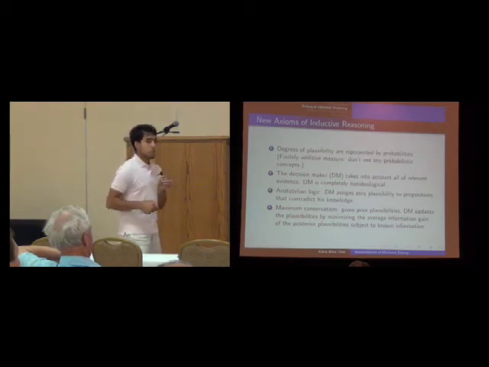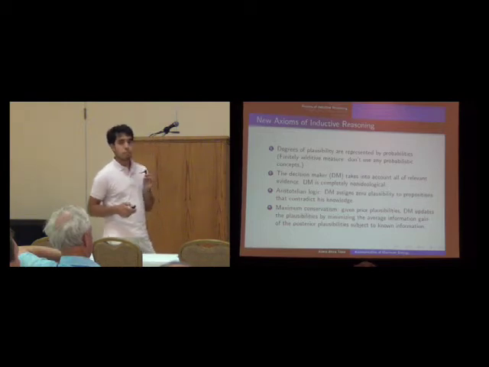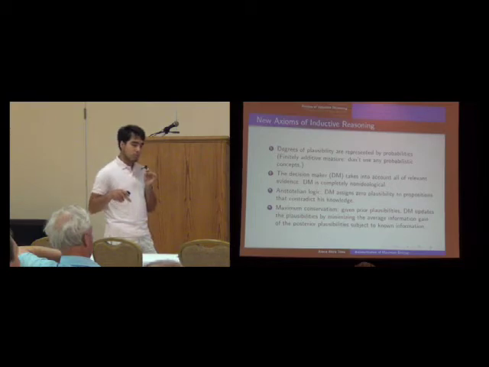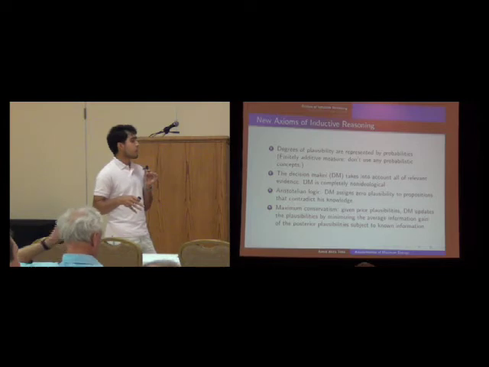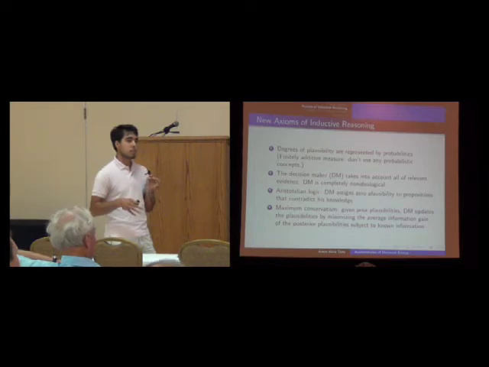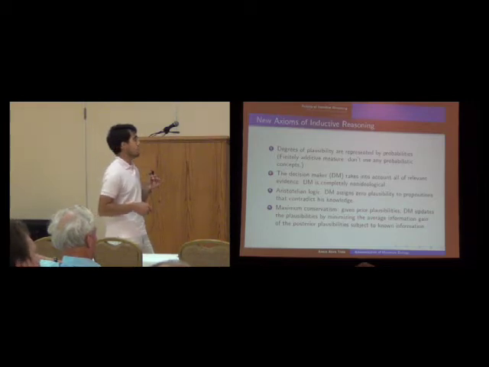The decision maker to update his or her belief should take all relevant information into account, as Jaynes proposed. And I assume Aristotelian logic, which means that if the decision maker knows some information, then after the update, he has to assign zero plausibility to whatever contradicts his knowledge, which is quite natural.